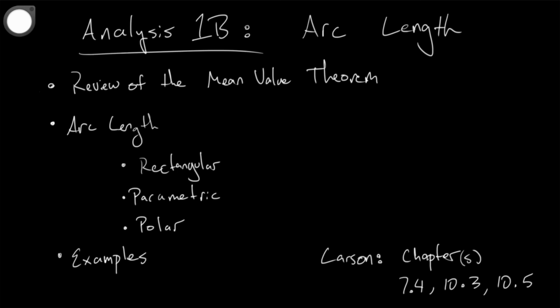After we look at the formulas, we'll get them all down on one slide, and then we will hit some examples. If you are following along in the book, which Mr. Schwartz and I highly recommend, this lesson jumps around the textbook. We're looking at sections 7.4, 10.3, and 10.5. Because we're looking at all of rectangular, parametric, and polar in one lesson, that appears several times in the book. Let's go ahead and get started.